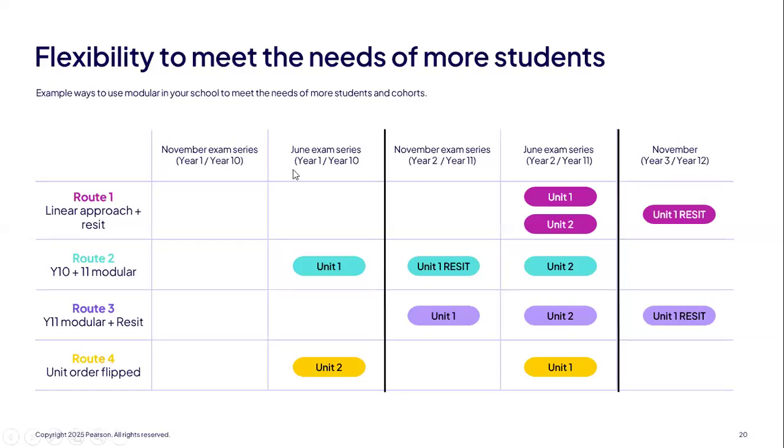The second route, which is probably the idea behind it, is that in the first year of teaching, Year 10, you teach Unit 1, prepare them for the exam. They do that exam at the end of the first year of GCSE teaching. That gives them the opportunity, if so required, to resit it in November, while also carrying on and covering the content for Unit 2, which they would then take at the end of June, at the end of the second year of teaching, at the end of Year 11 in June.